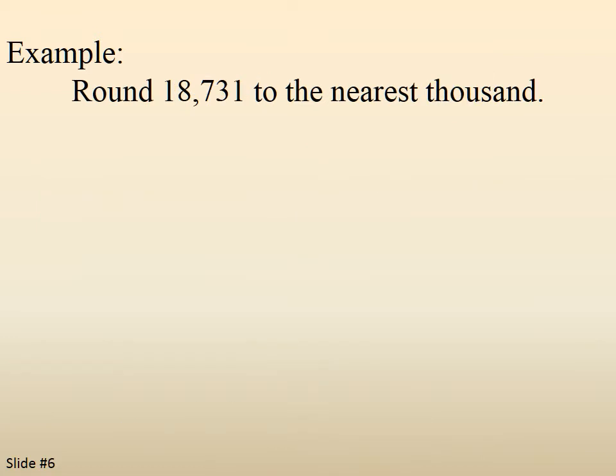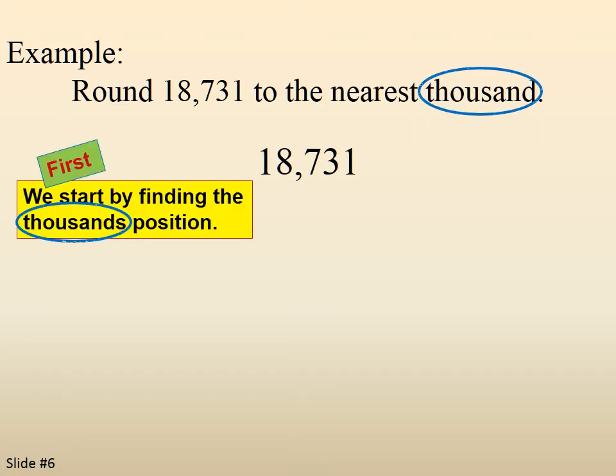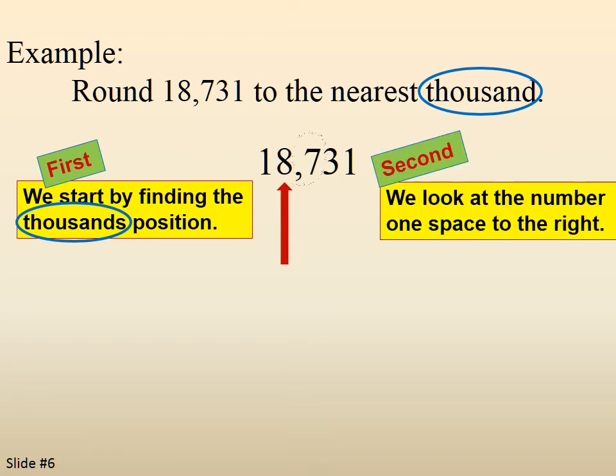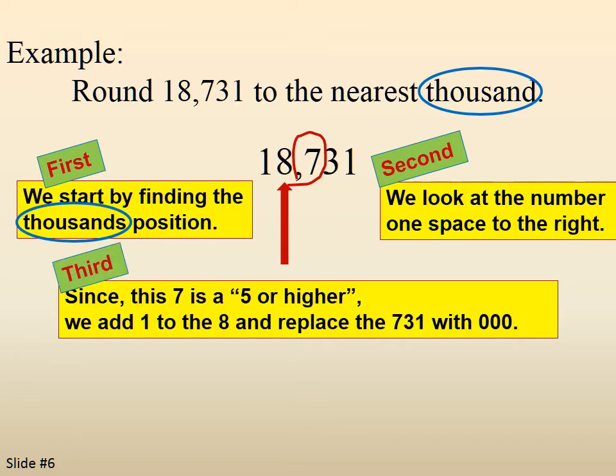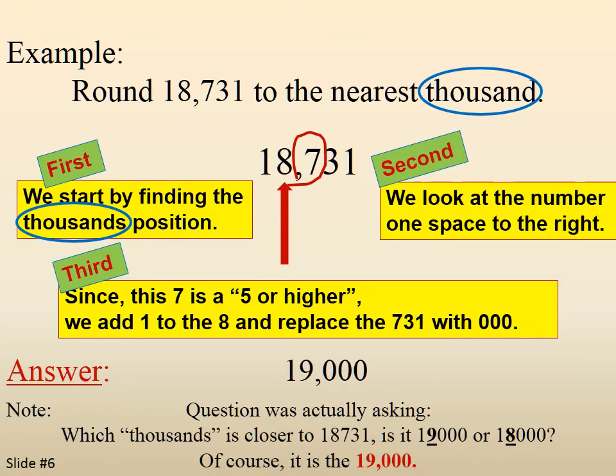Let's round 18,731 to the nearest 1,000. So again, we have to find out where the 1,000s position is. This is where the 8 is. We look one space to the right, which is the 7. Since the 7 is a 5 or higher, we're going to add 1 to the 8, and then replace the 731 with 3 zeros. So everything to the right of that place is going to be replaced with zeros. So that becomes 19,000. Again, the question was actually asking which thousands is closer to 18,731. Is it 19,000 or is it 18,000?